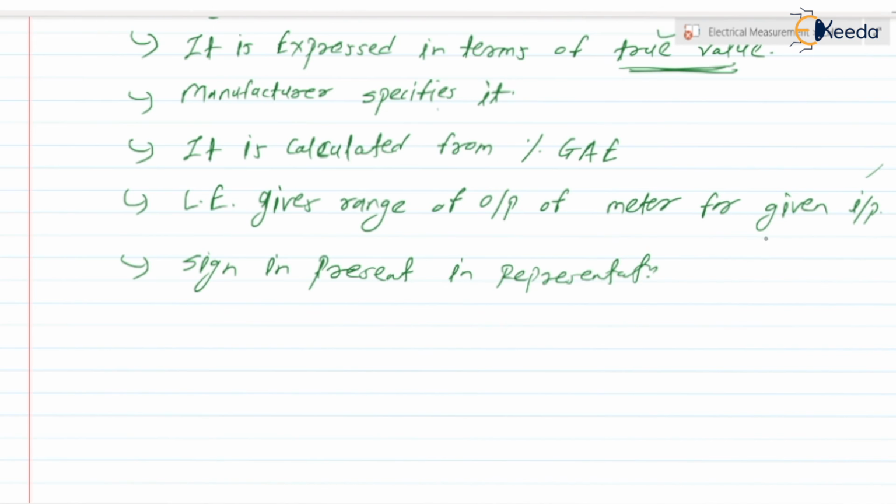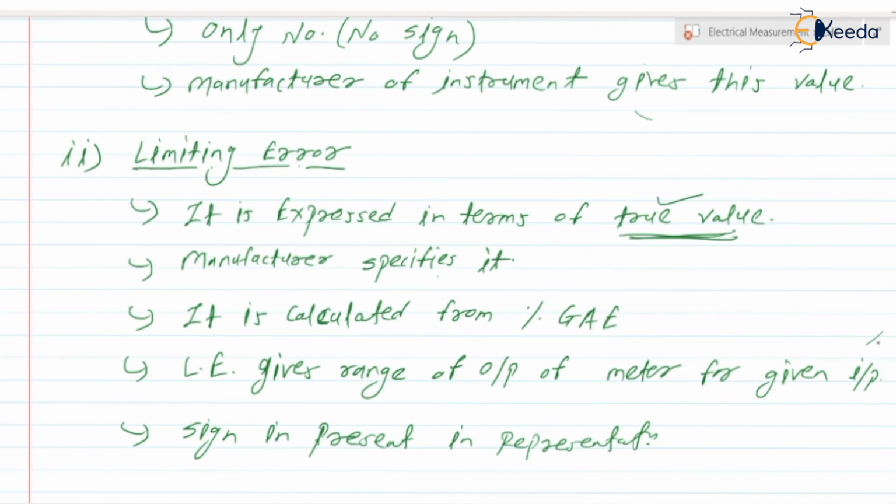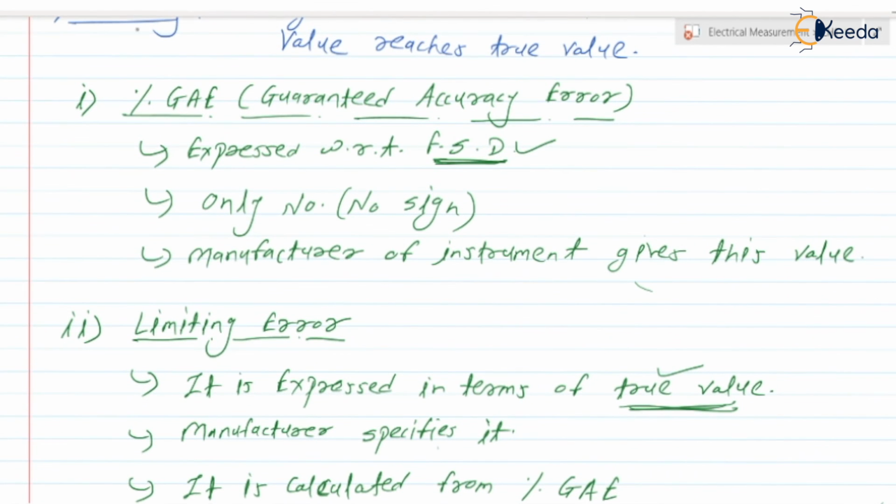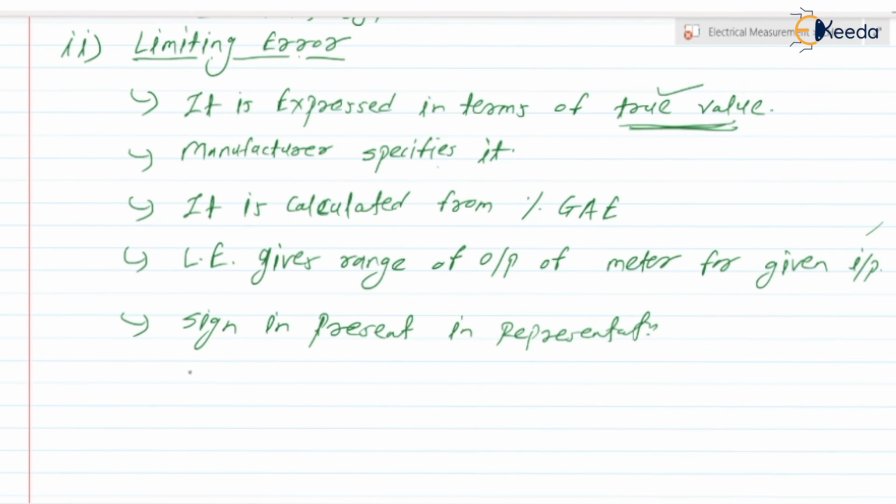If it is given that the limit accuracy of the meter is plus minus 2%, then we need to understand it is represented in terms of limiting error. And if it is given that the accuracy of the meter is 99%, 98%, 97% without sign, then we need to understand it is given in percent GAE form. For example, accuracy is 98%, 99%, etc. Whereas in the limiting error form it is, for example, plus minus 2%, plus minus 5%, etc.